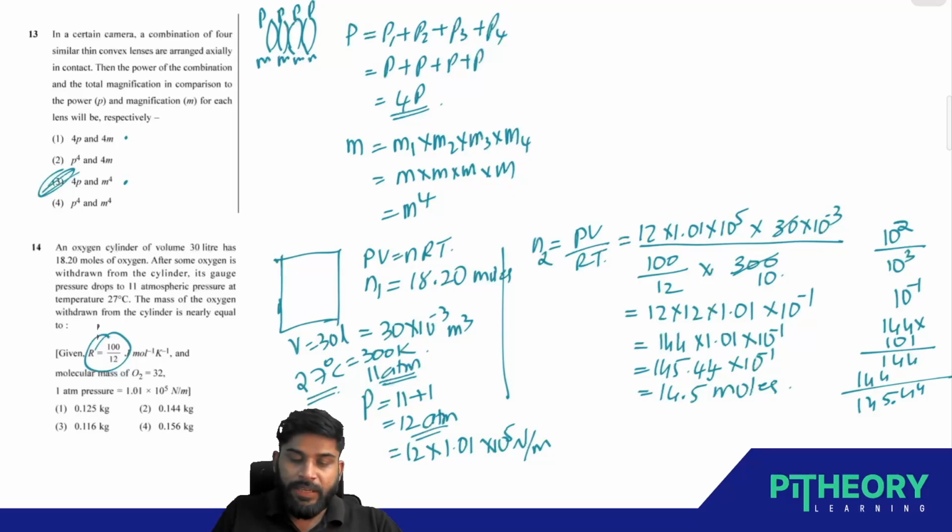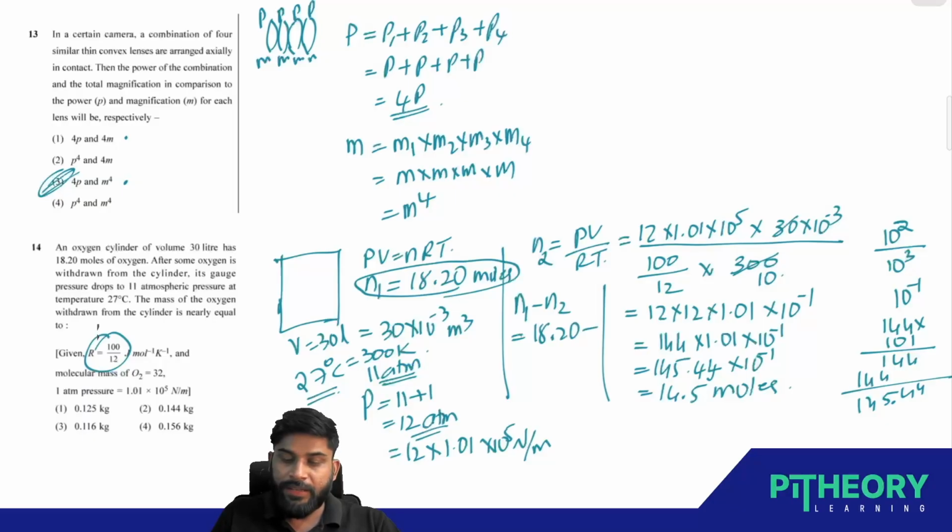So what is the difference? This is the initial number of moles. This is the final number of moles. That difference, N1 minus N2, you're going to get. How much is that? 18.20 minus 14.5. Correct? So how much is that? 12 minus 5, 7. You've got 7 minus 4, 3. This is 3.70. So we are getting N2 minus N1. The difference in the number of moles is 3.7.